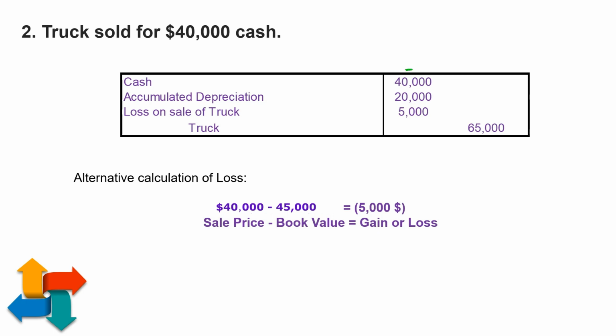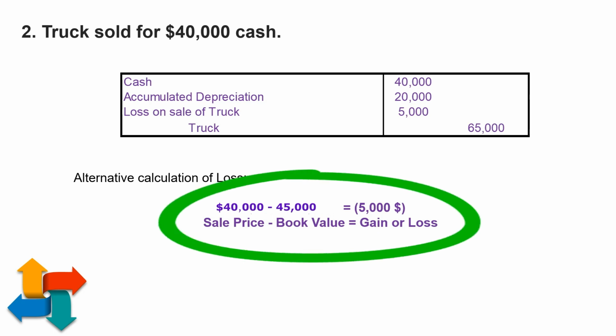We receive $40,000. If you just look at the debits versus credits, you've got $40,000 debit, $20,000 debit of accumulated depreciation versus $65,000 of credit. In order to make debits equal credits in this transaction, you have to create a debit for $5,000. What is that debit? It's a loss on the sale of the truck. The other way to calculate that loss, or effectively to verify it, is gain or loss on the sale is the amount of the sales price or consideration we received when we sold it, $40,000.